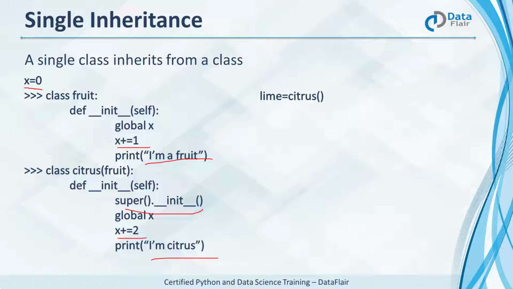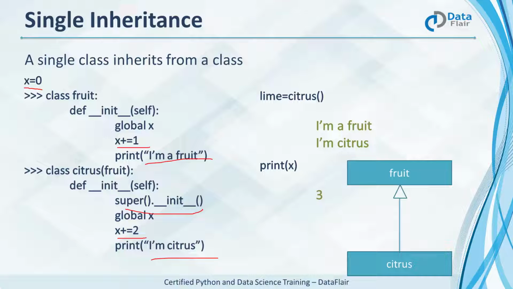Now, lime is an object of the class citrus. Simply creating this object prints the lines I'm a fruit and I'm citrus. If we now globally print x, we can see that it has been incremented by 3. In this example, citrus is a fruit. We have one base class and one derived. This is single inheritance.